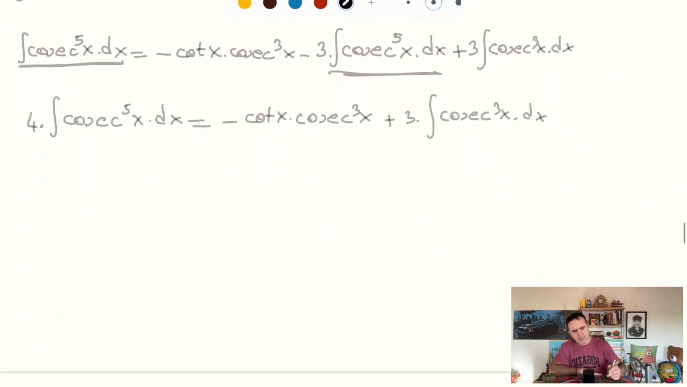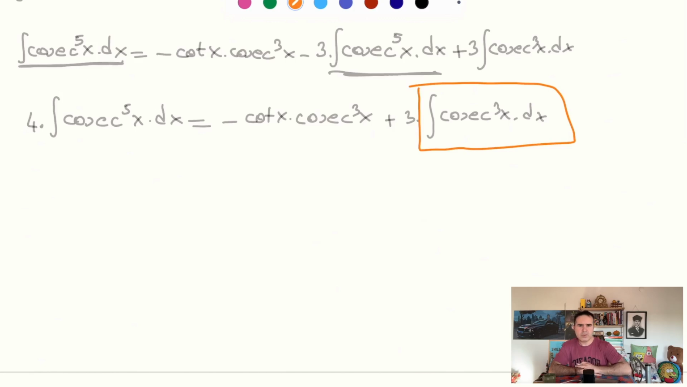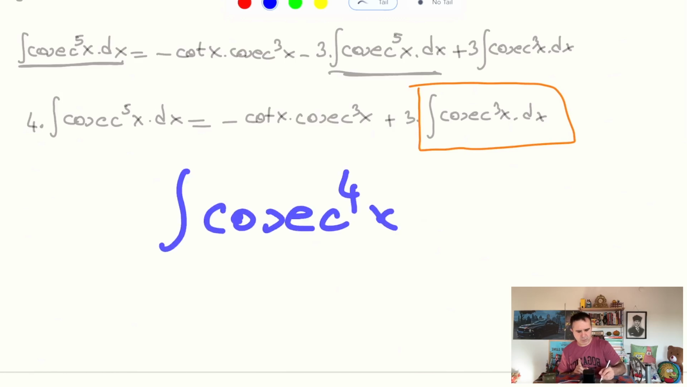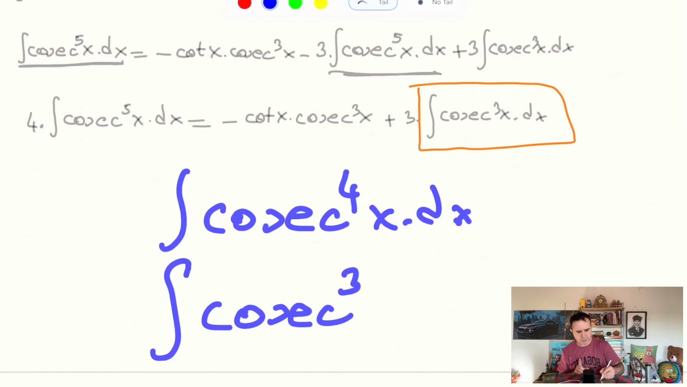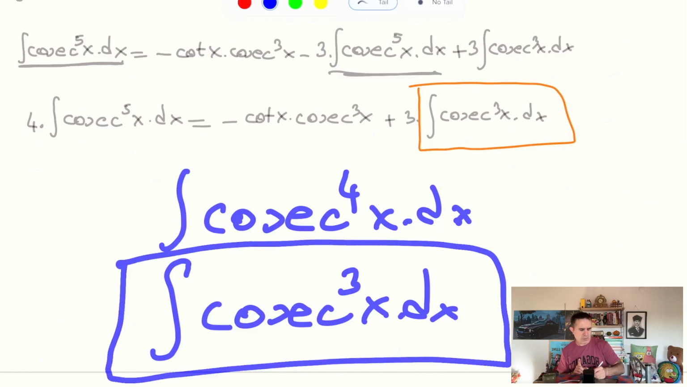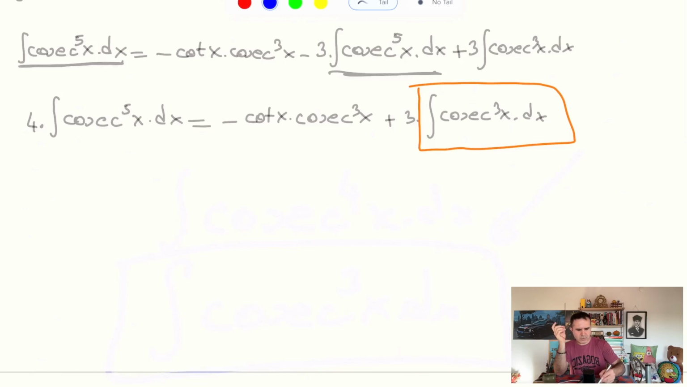Now we should find the integral of cosecant cube x dx. Actually, before this video I solved the integral of cosecant to the power of 4x dx, and before that one I solved cosecant to the power of 3x dx. You can look at that video where we solved cosecant cube x dx, but I will show here again how to solve it.